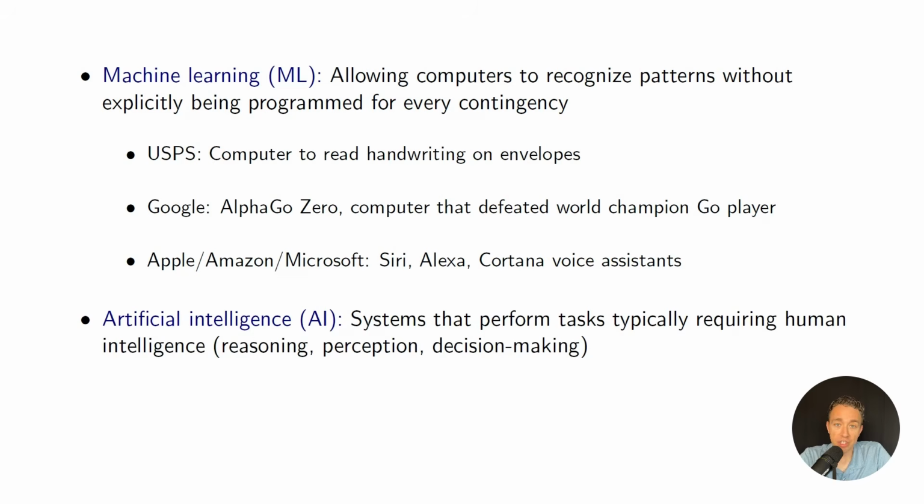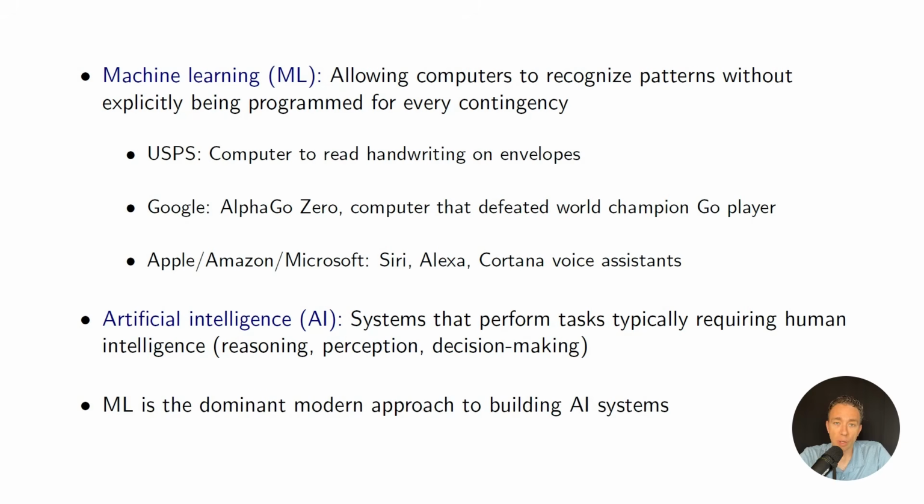Now, if we contrast machine learning with artificial intelligence, AI just refers to systems that are performing tasks that traditionally would require human intelligence to do. And by human intelligence, we mean things like reasoning or perception or decision making. And machine learning is a key way to build these AI systems, but it's not the only way that we can develop AI. And now that we have this broad understanding of machine learning, let's now think about how machine learning applies to statistical analysis, which is most closely related to econometrics.